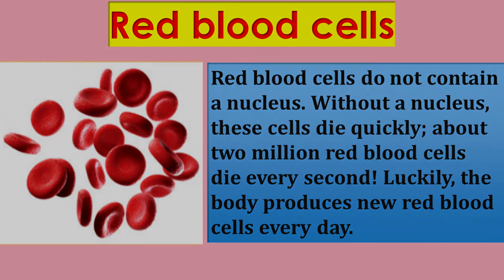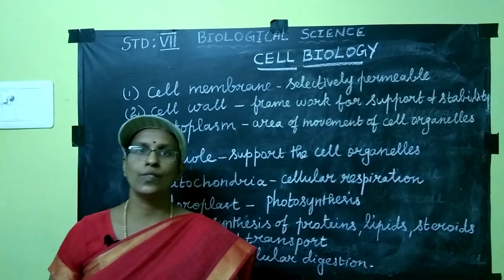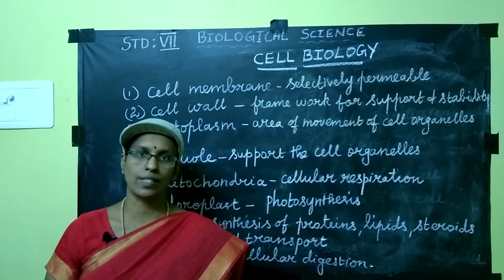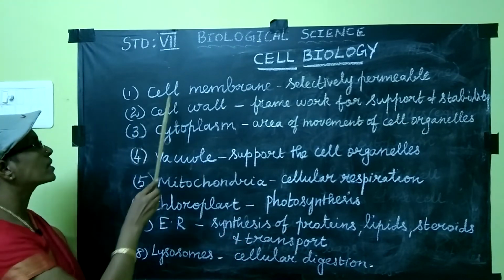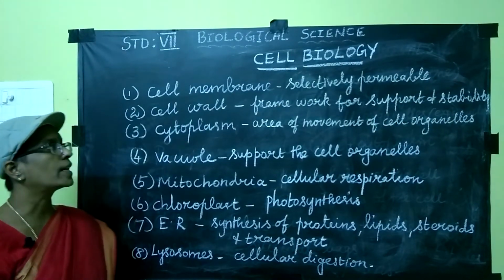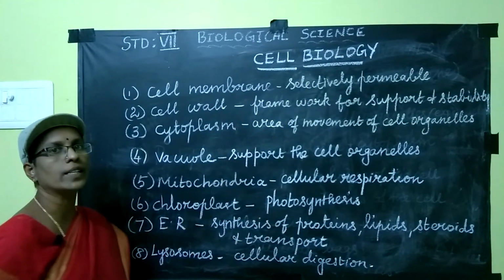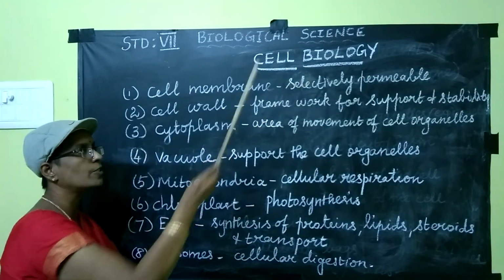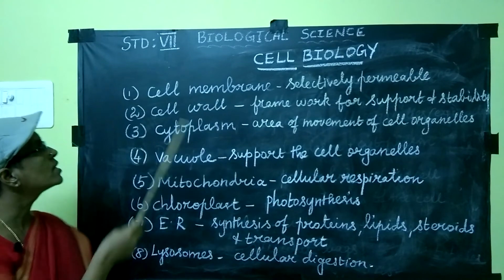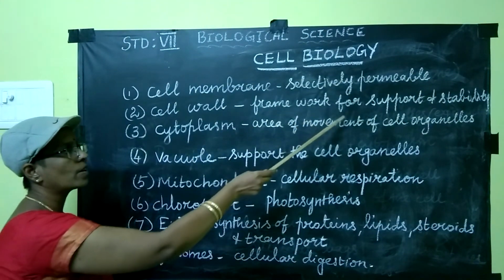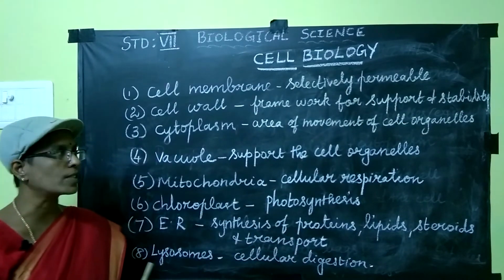Okay students, now let's have a small recap about the cell organelles and their functions. The first one is the cell membrane. Cell membrane is also known as plasma membrane. It allows certain substances only in and out of the cell. So, it is a selectively permeable membrane. The selective permeability is the function of the cell membrane. And cell wall. Cell wall provides the framework for support and stability to the cells.